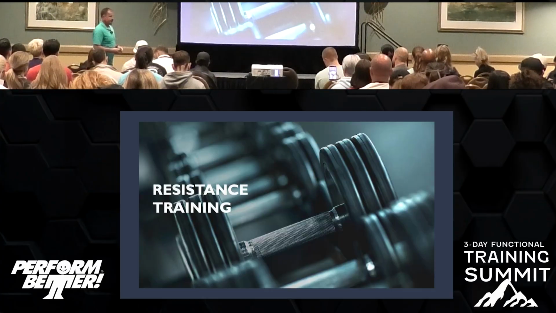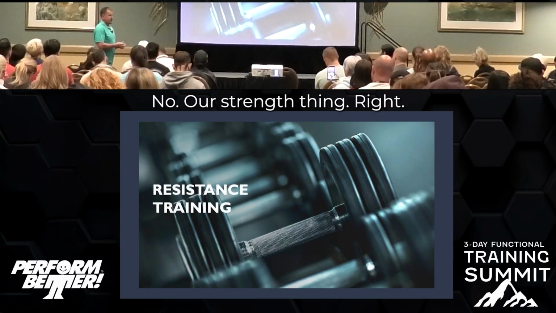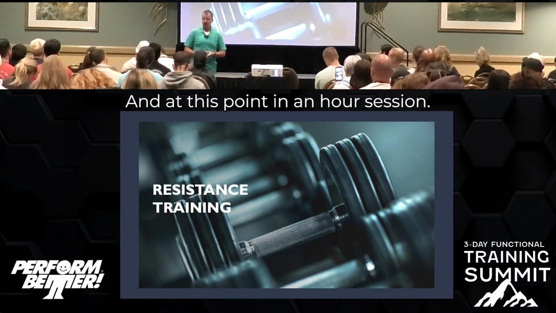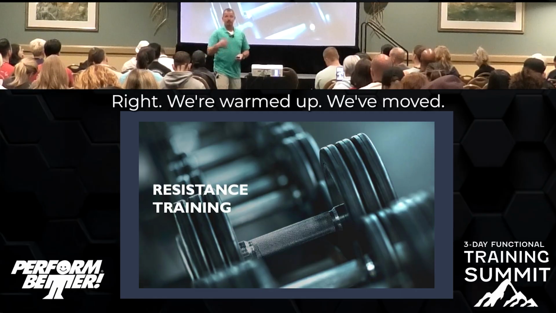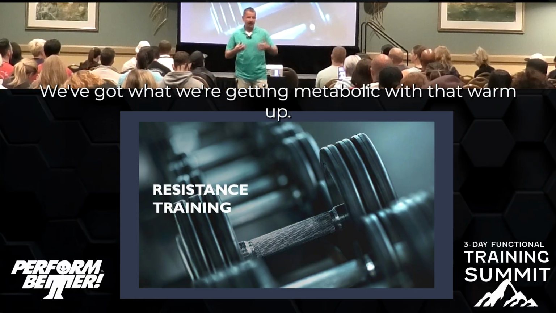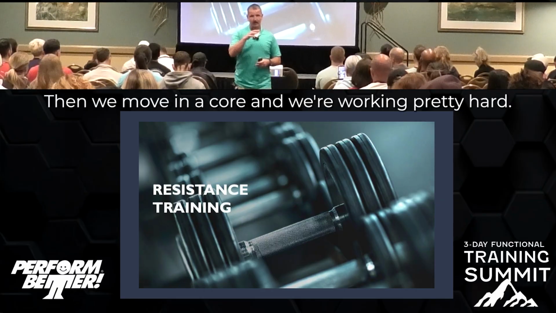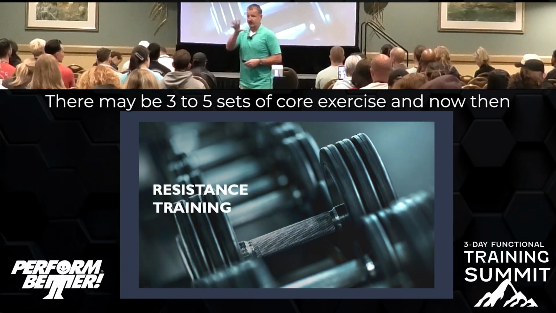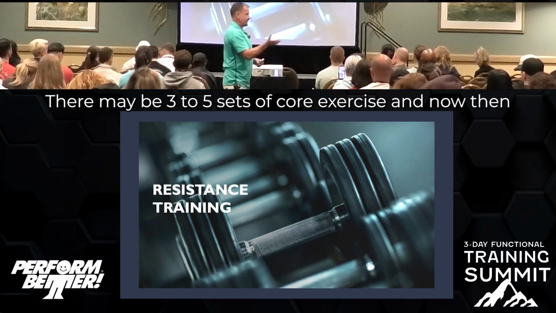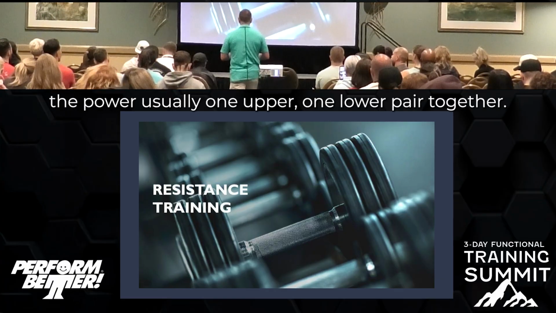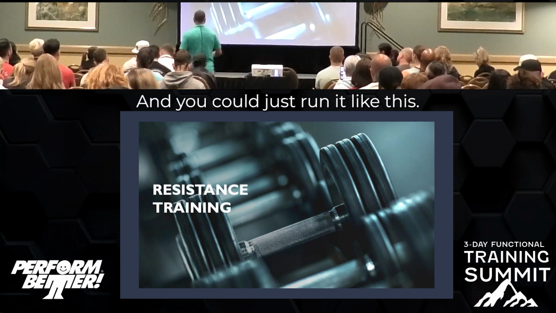All right. Now into our strengthening, right? So if you look at how we've done this, we could be half an hour into an hour session at this point. We're warmed up, we've moved, we're getting metabolic with that warm up. We're getting the range of motion. Then we move into core and we're working pretty hard there. Maybe 3 to 5 sets of core exercise in there. Then into power, usually 1 upper, 1 lower, paired together. Just go back and forth. And you could just run it like this.